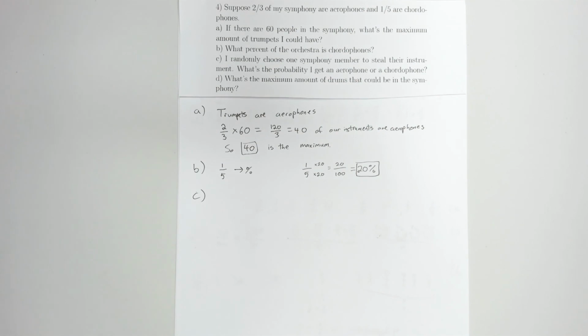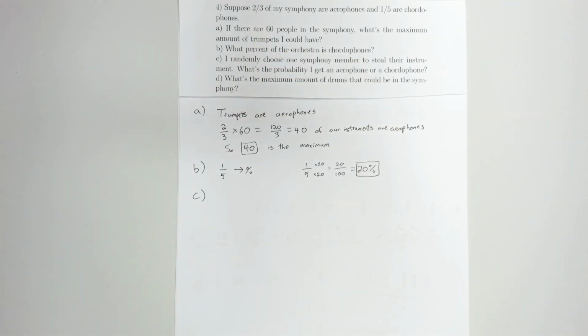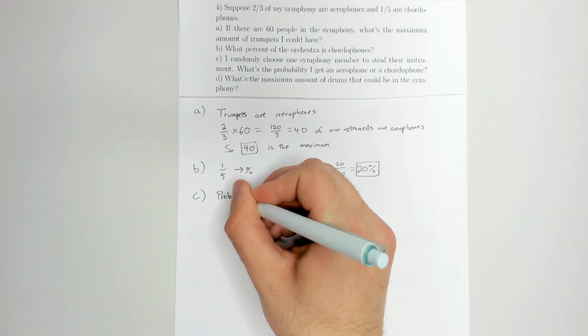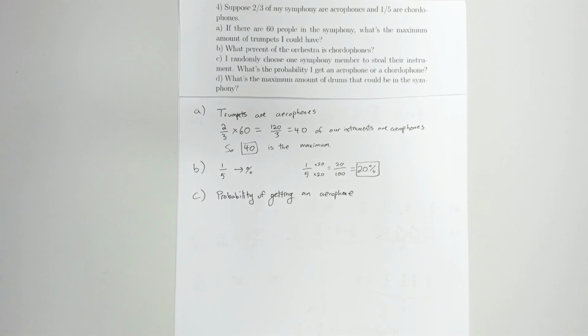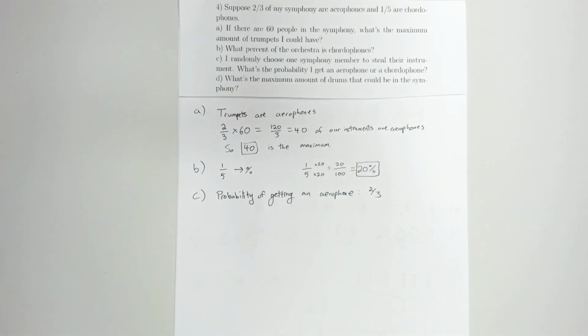So if I wanted to look at the probability of getting an aerophone, that would be the same as the proportion of 2/3 or a probability of 2/3. These were just kind of two perspectives on the same thing. So the probability of getting an aerophone would be 2 in 3. And the probability of getting a chordophone is going to be 1 in 5.